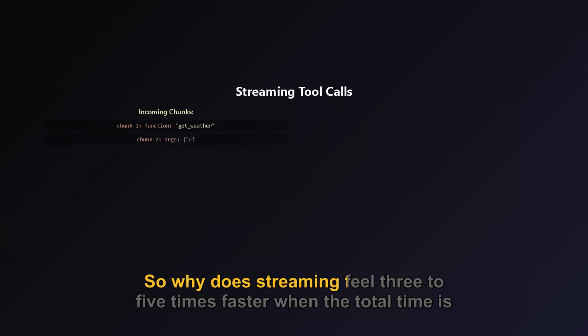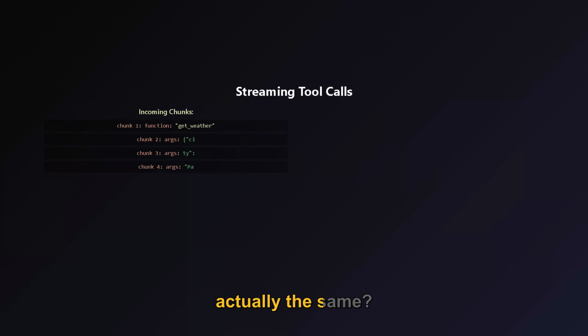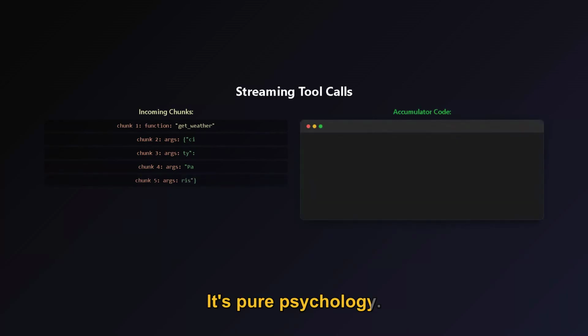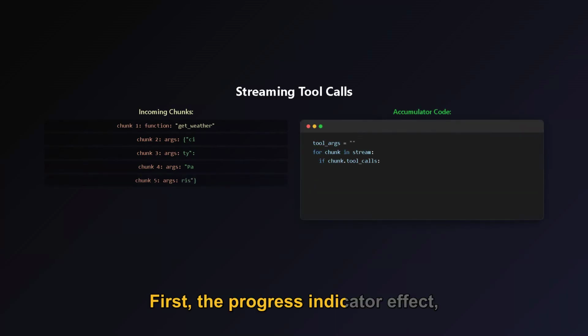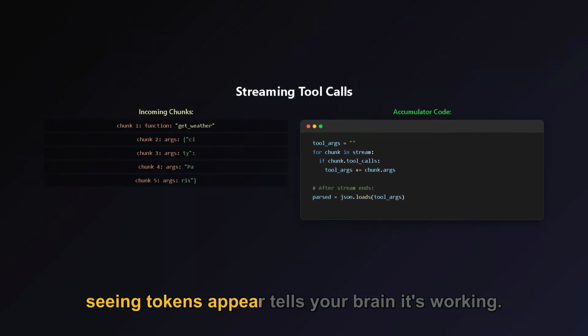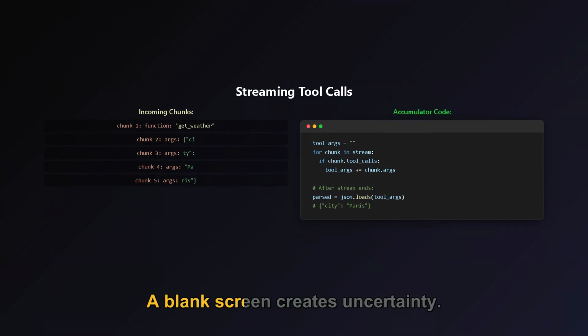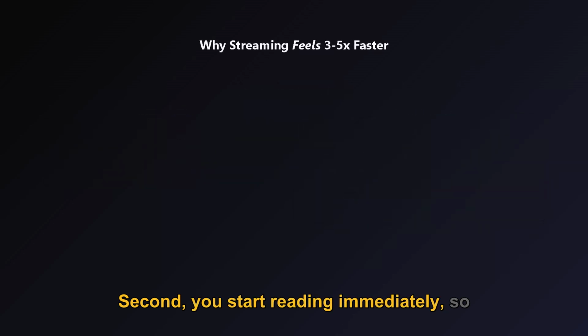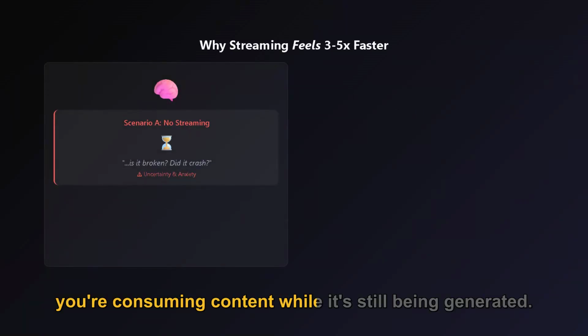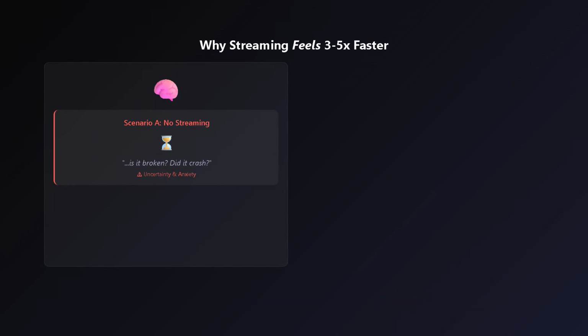So why does streaming feel 3 to 5 times faster when the total time is actually the same? It's pure psychology. First, the progress indicator effect. Seeing tokens appear tells your brain it's working. A blank screen creates uncertainty. Second, you start reading immediately, so you're consuming content while it's still being generated.